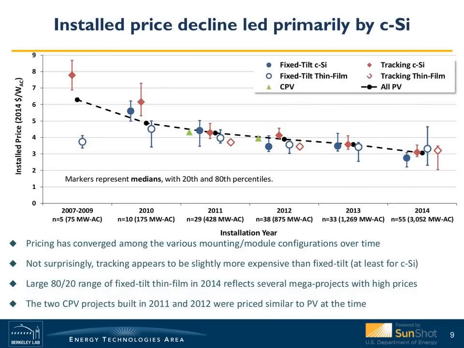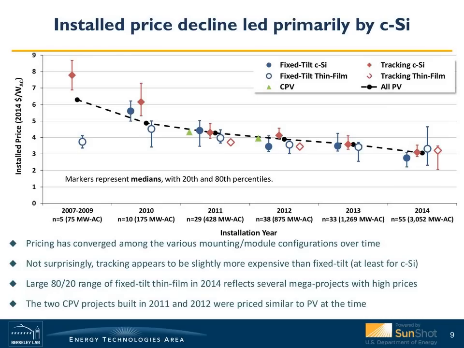On this slide, we now look a little bit more at prices by project configuration, differentiating crystalline silicon and thin film, and tracking and fixed tilt arrays. And one thing that really pops out here is that the prices of the various technologies has really converged over the years, and that is primarily attributable to the decline in the crystalline silicon prices, which used to be much more expensive than thin film in the early years and are now on par, if not below, in 2014.